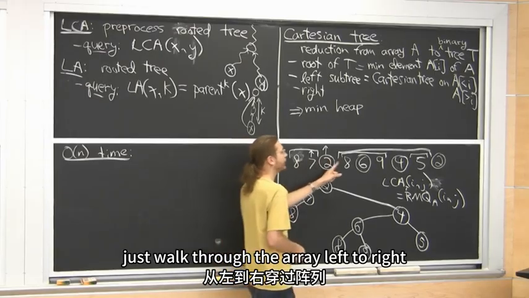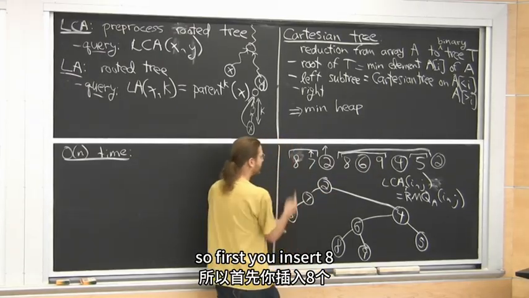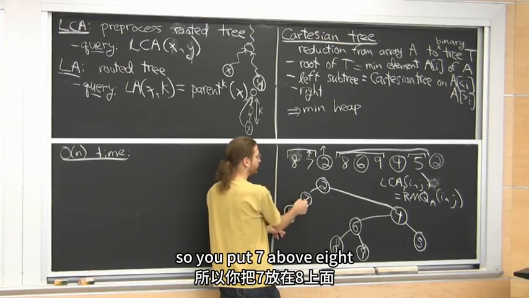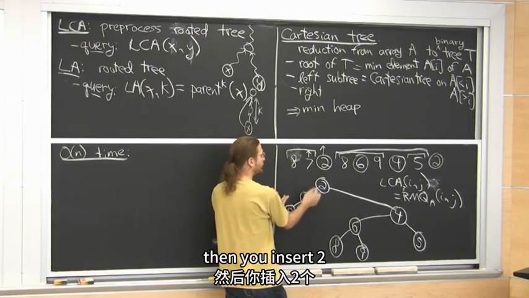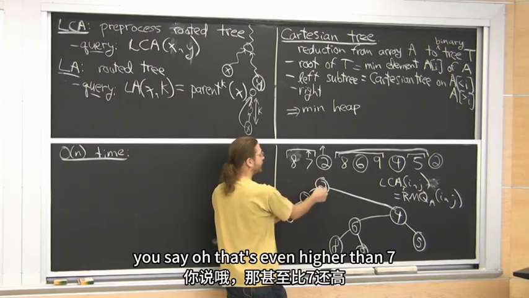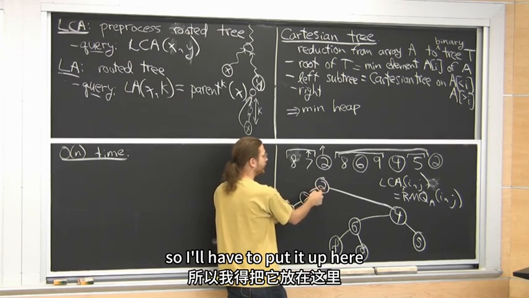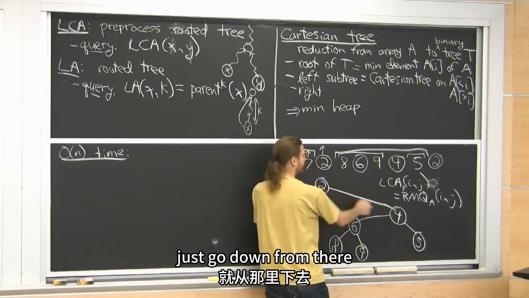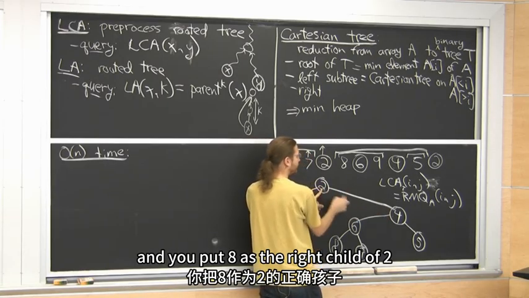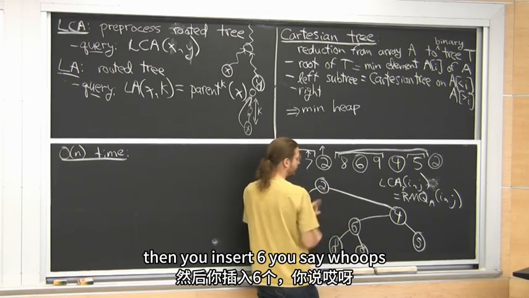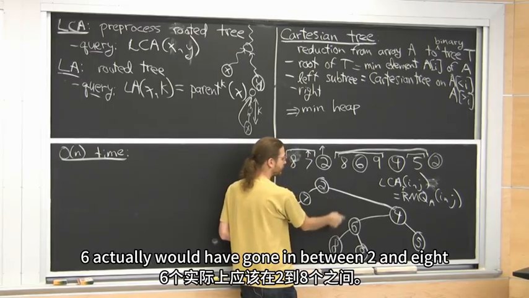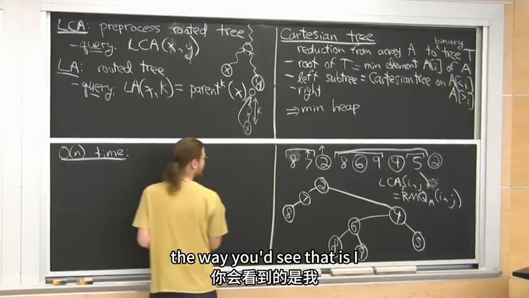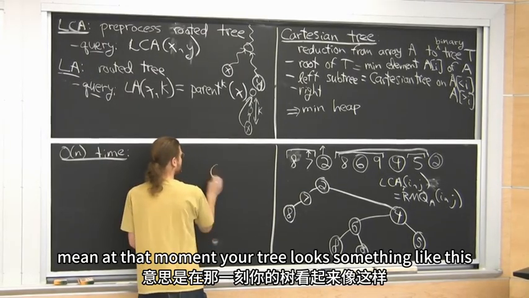Just walk through the array left to right one at a time. So first you insert 8, then you insert 7, you realize, oh, 7 would have won, so you put 7 above 8. Then you insert 2, you say, oh, that's even higher than 7, so I'll have to put it up here. Then you insert 8, so that you'll just go down from there, and you put 8 as a right child of 2. Then you insert 6, you say, whoops, 6 actually would have gone in between 2 and 8. And the way you'd see that is, at that moment, your tree looks something like this.